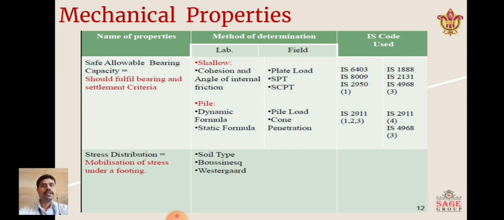Now, the next mechanical property is safe allowable bearing capacity, which should fulfill bearing and settlement criteria. If we want to determine this property in the lab, and the foundation is shallow, then cohesion and angle of internal friction are used. If the foundation is pile, then the dynamic formula and static formula are used for finding the safe allowable bearing capacity of the soil.